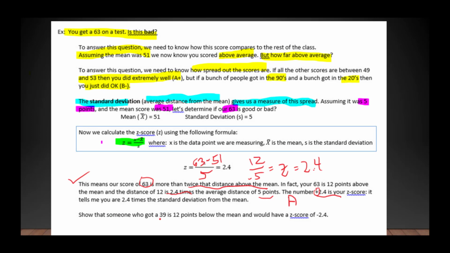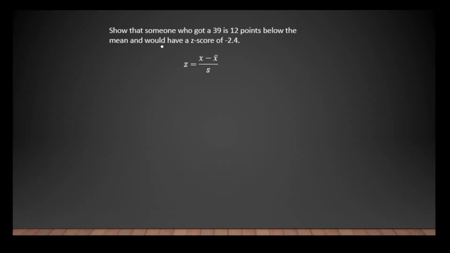Let's show that somebody who got a 39 is 12 points below the mean and has a z-score of negative 2.4. I'm going to do that on the next slide. So we're going to show that somebody who has scored a 39 is 12 points below the mean and would have a z-score of a negative 2.4.